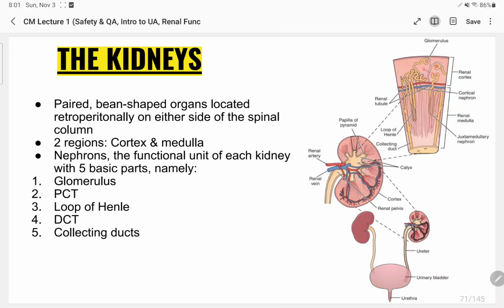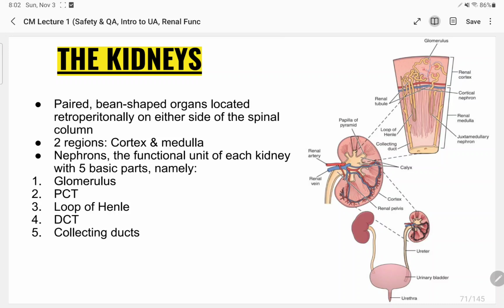Using your hand, touch your back and feel your ribs. You cannot feel the floating ribs because they are covered. But near the last part of your rib cage, that is where the kidneys are located. So that is where the kidneys are hanging.